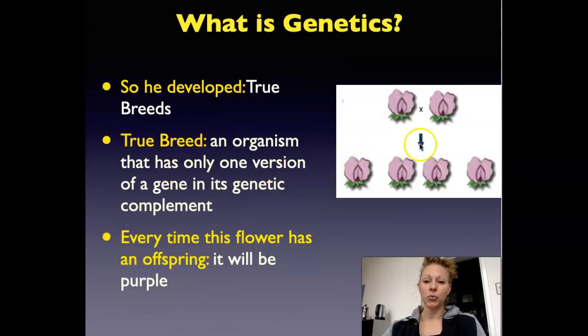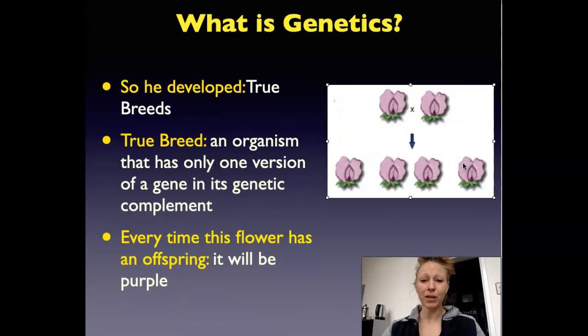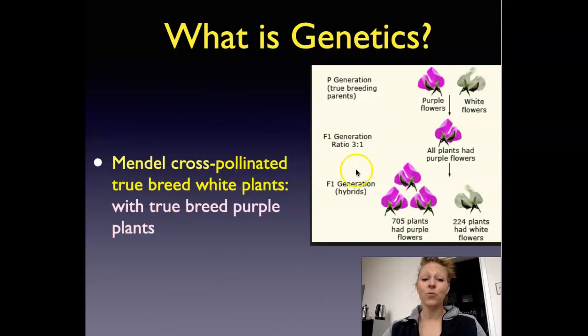So he developed true breeds. A true breed is an organism that has only one version of a gene. Meaning, let's say right here, this flower has only purple flower genes, and this flower has only purple flower genes. And so if they're bred together, they're going to produce only purple flowers, because that's all they have to give, the purple flower gene. And so we call these true breeds. So every time this flower has an offspring, it will be purple, and all of the genes for plant color will be purple. And he did that for white as well.